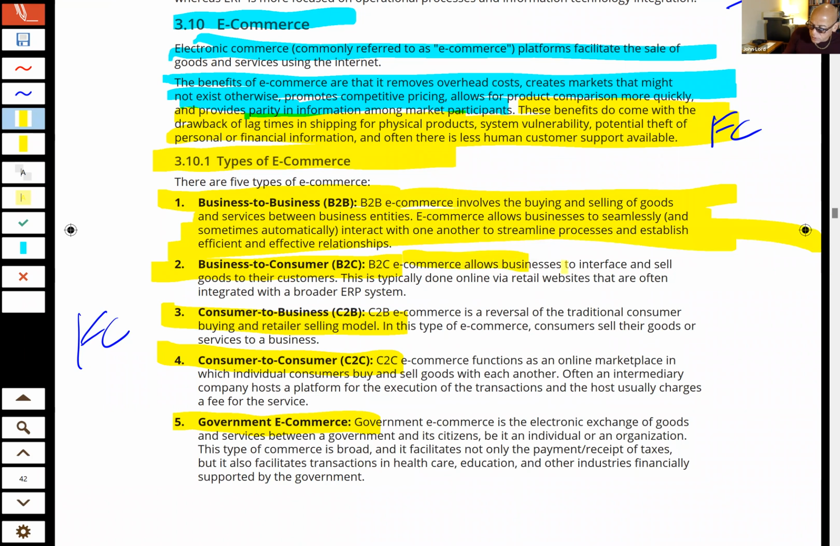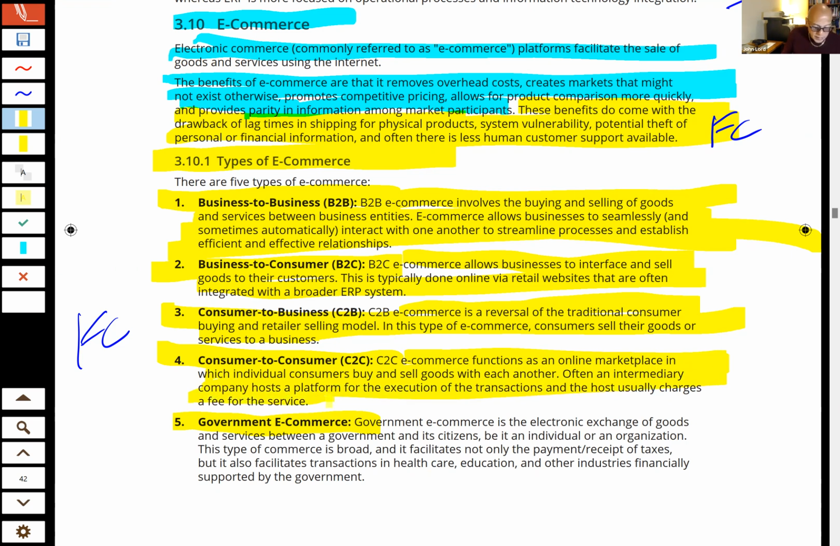Business to consumer is obviously the business allows the customers to order, access, ordering and whatnot directly. Consumer to business is basically allowing e-commerce where the consumers sell their goods or services to the business. Consumer to consumer, and I think we're aware of things like eBay and whatnot these days, in which you can have interaction between customers.